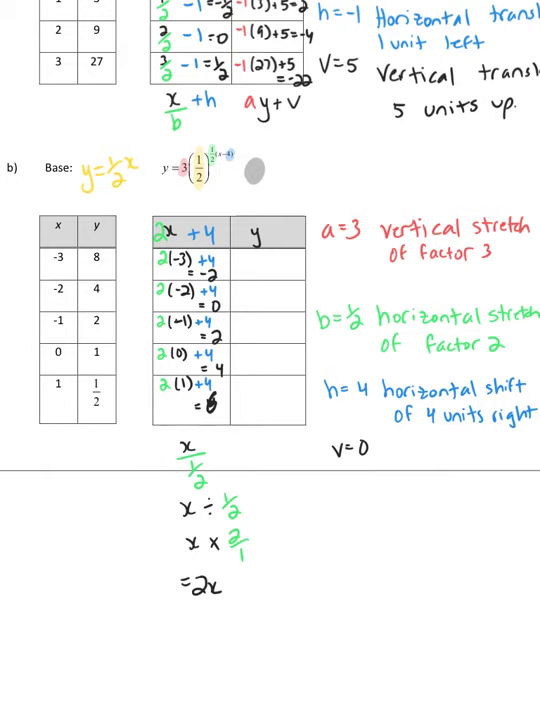And now we will apply a and v to our y values. There's only a, so a is 3, so we're going to multiply y by 3, and then if you want, you can say plus 0 because v is 0. And now we will apply those transformations to each of these y values from our base table. So 3 times 8 is 24, 3 times 4 is 12, 3 times 2 is 6, 3 times 1 is 3, 3 times 1/2 is 3 over 2. And that completes our second table.